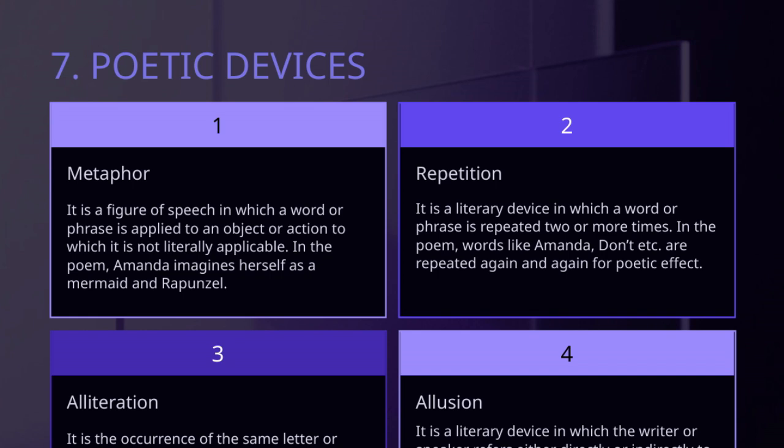Finally, we have metaphors. A metaphor is a figure of speech where a word or phrase is applied to an object or action to which it's not literally applicable. For instance, in the poem, Amanda imagines herself as a mermaid or Rapunzel. These metaphors help us see her feelings or situation in a new, more imaginative way. All of these devices, allusion, repetition, alliteration, and metaphor, work together to enrich the poem's meaning and emotional impact, connecting us more deeply to the speaker's experience.